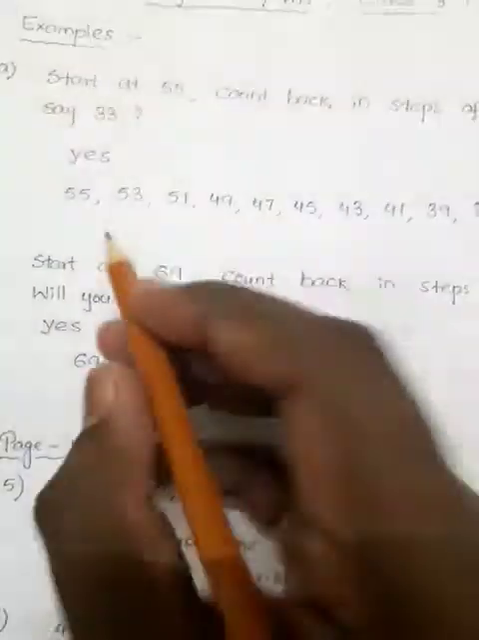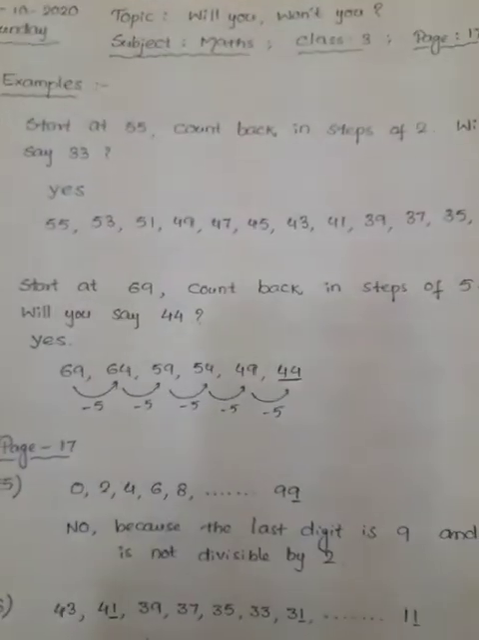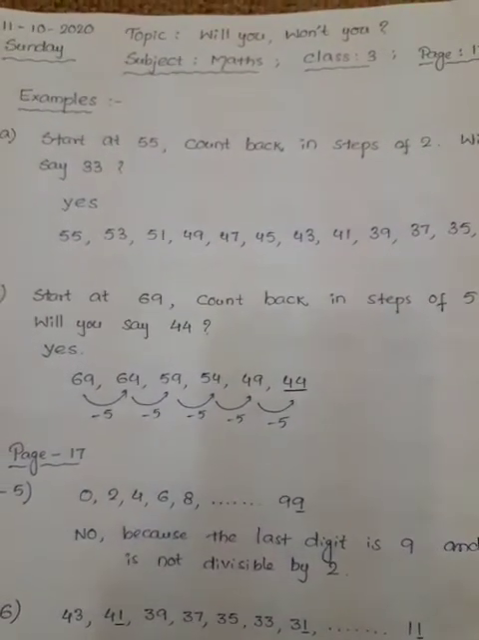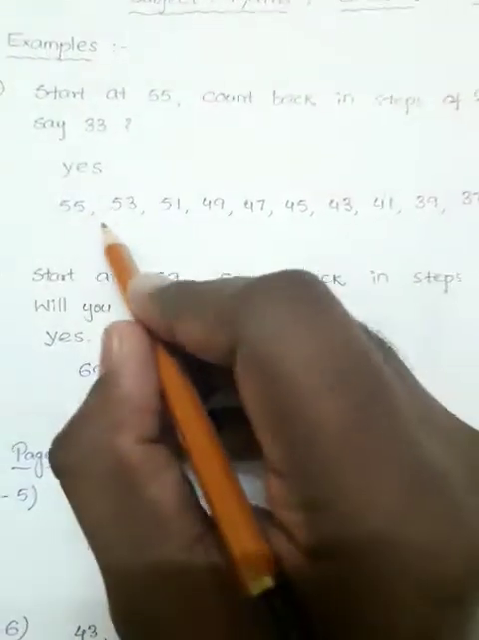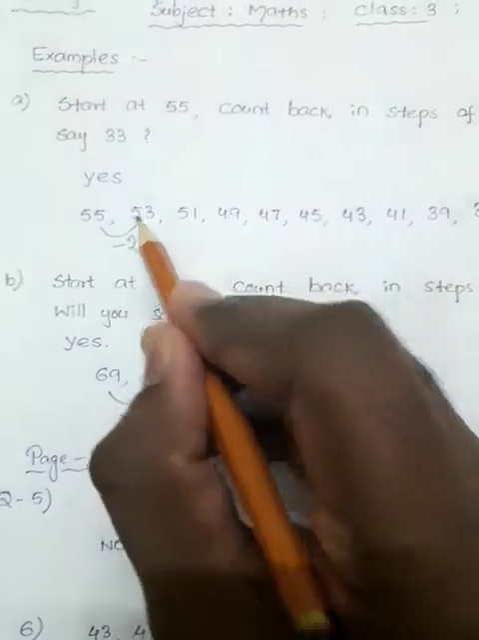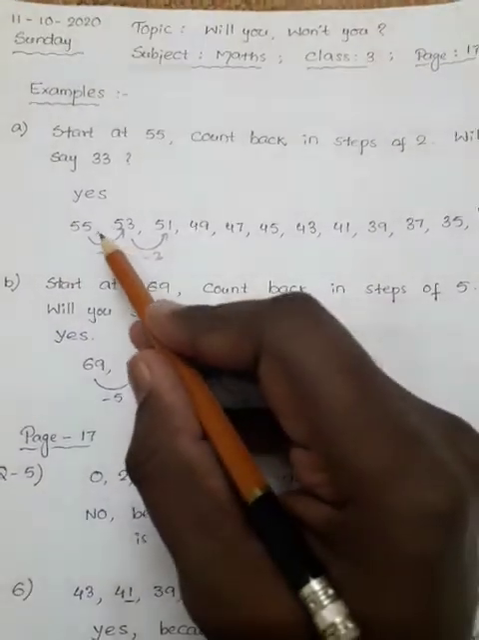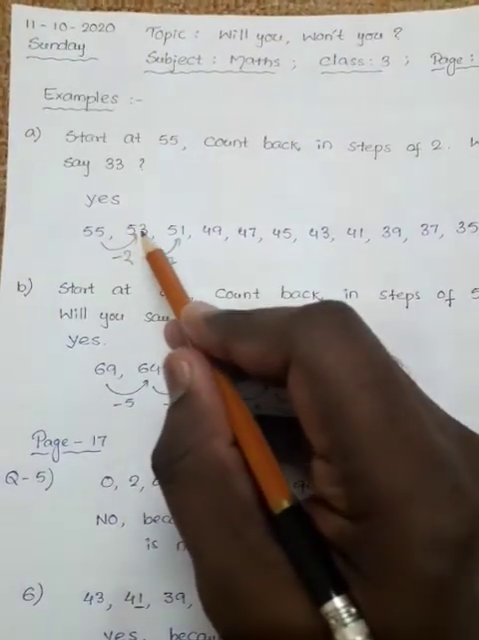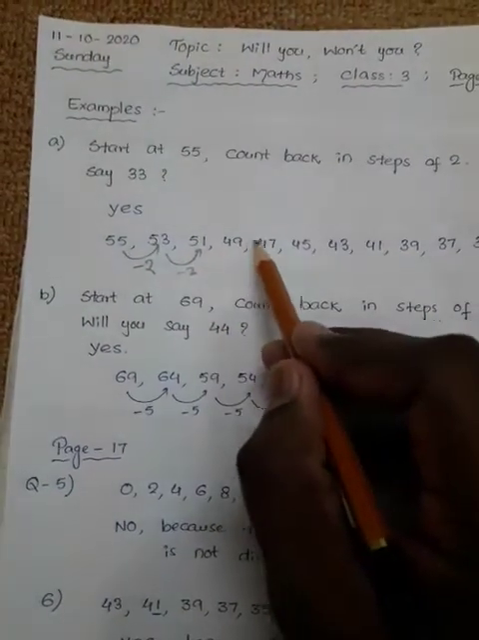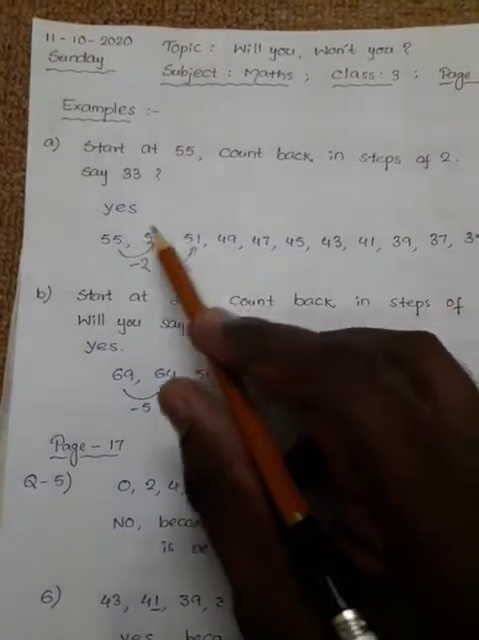Yes. Why? Because here we start from 55 and count back in steps of 2. So every time you have to subtract 2. 55 minus 2 is 53. 53 minus 2 is 51. If you look at the ones place, the repeated numbers are 5, 3, 1, 9 and 7. So odd numbers are there: 1, 3, 5, 7 and 9.